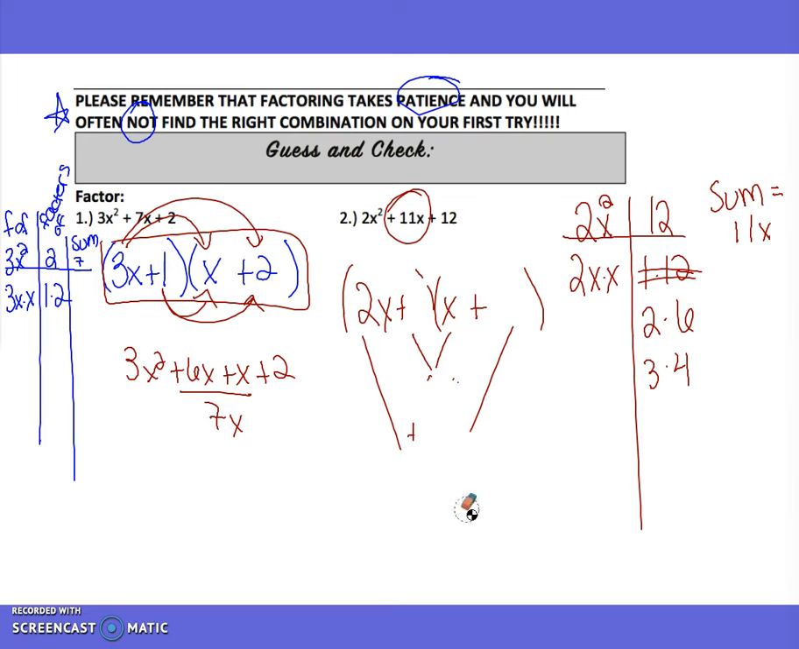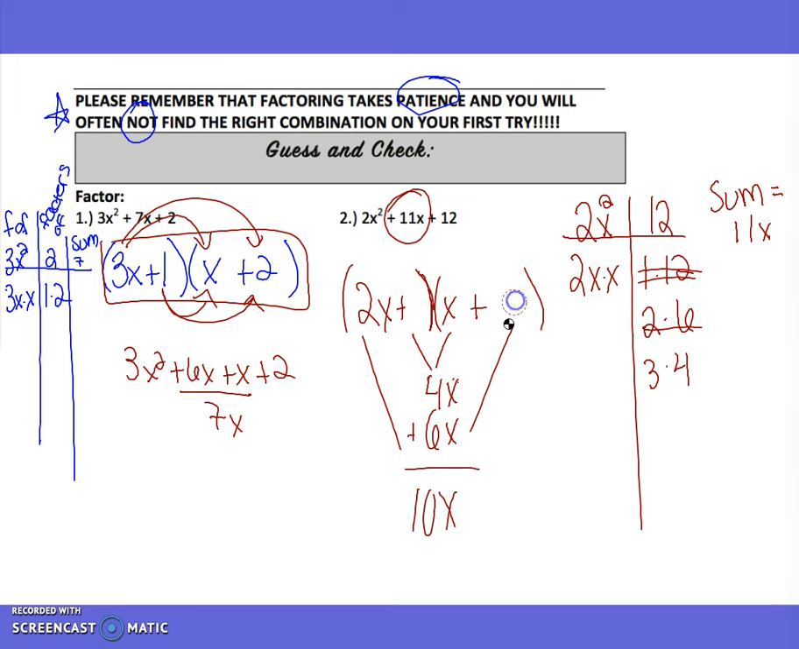I already eliminated the other way in my head. So let's try 3 and 4. I'm thinking to myself, what do I want to multiply by the 2? Because I know I want to get to 11. Let's try the 3 here and the 4 here. 4 times x is 4x. 2x times 3 is 6x. Add them together and I get 10x. So close, but not quite.